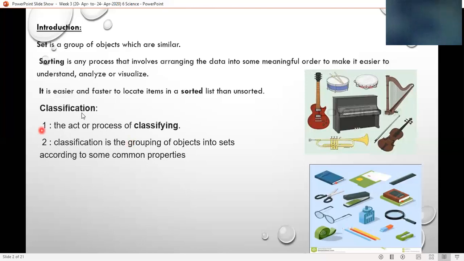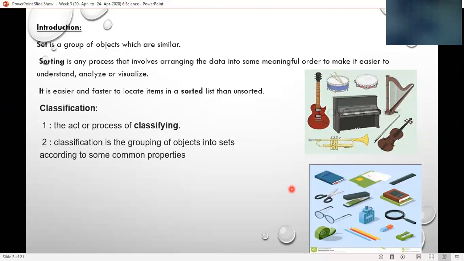So what is classification? The process of classifying. Classifying means you are going to classify things based on their common properties in one set. For example, we make a set of musical instruments based on the common property that they all produce music, and similarly we make a set of stationery items because we know these items are going to be used in a school, right? A student is going to use them. So this is what classification is. We classify things based on their common properties.